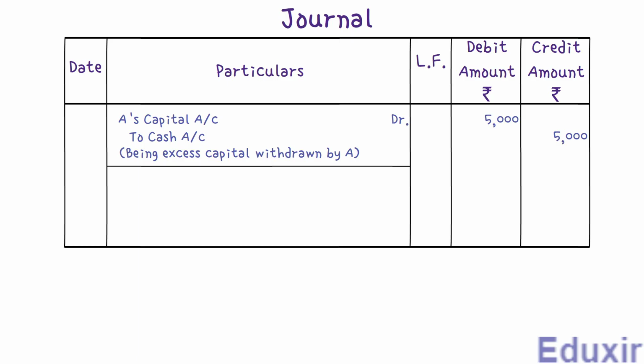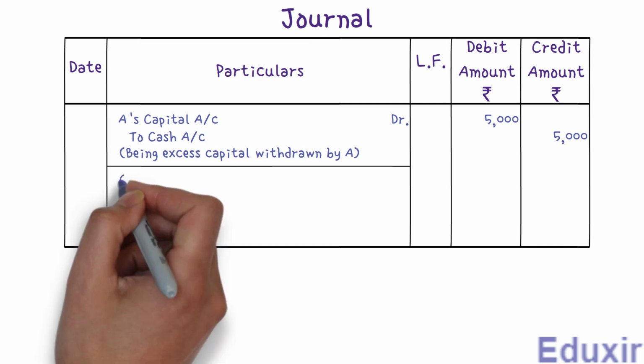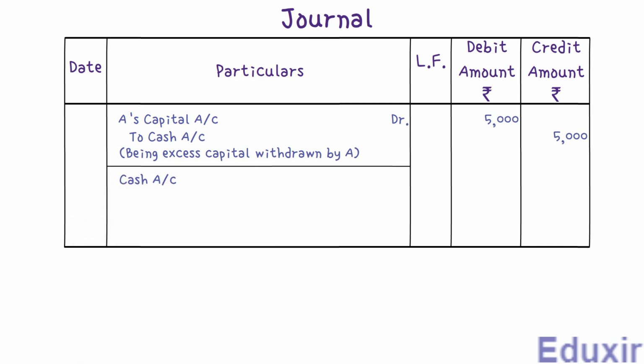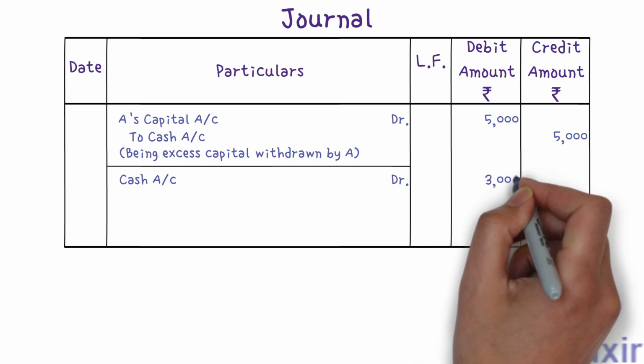Let us now journalize the other transaction. Let us first write cash account as the debit entry. Let us also write the text DR to indicate that this is a debit entry. Let us then write the debit amount of 3,000 rupees in the debit amount column.